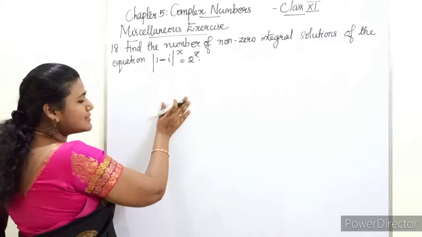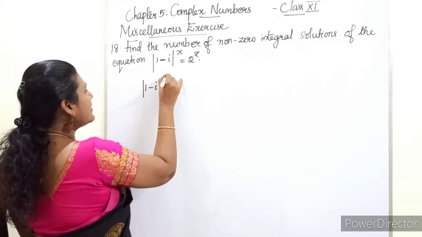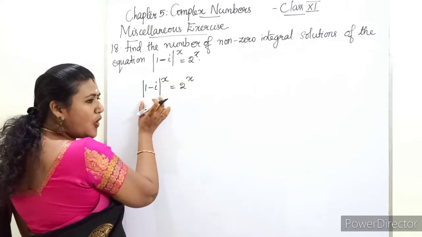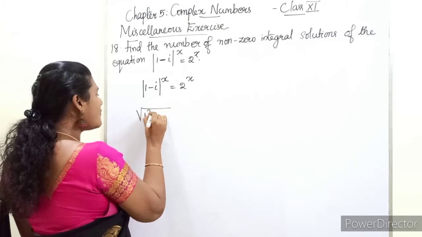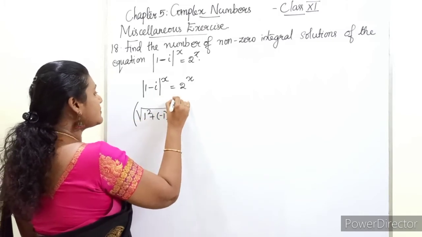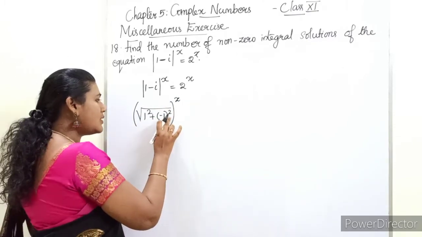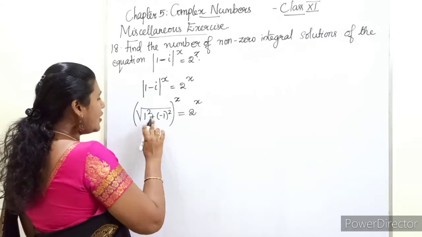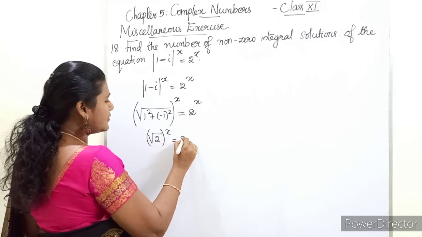So first we will solve this. Modulus of (1 minus i) the whole power x is equal to 2 power x. First we will find the modulus of 1 minus i. What is the formula? Root of a square plus b square. Here a is 1, b is minus 1. So root of (1 square plus minus 1 the whole square), the whole power x is equal to 2 power x. Now we will simplify this. So root 2 the whole power x is equal to 2 power x.